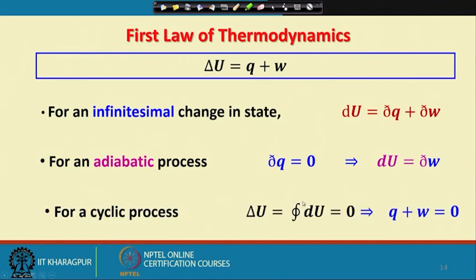And for a cyclic process, the system comes back to the same initial state. So, the initial and the final states are the same. As a result, delta U, which is a state function, would be equal to 0, which means that for every such process, q plus w is going to be equal to 0.